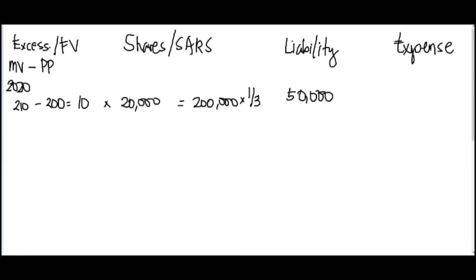Okay? Sorry, this is not 3. It's 4. Okay? Sorry. It's 4 kasi January 1, 2020 to December 31, 2023. 4 years yon. Okay? My mistake. So, ang expense mo, dahil yun naman, for the first year pa lang, 50,000 din.